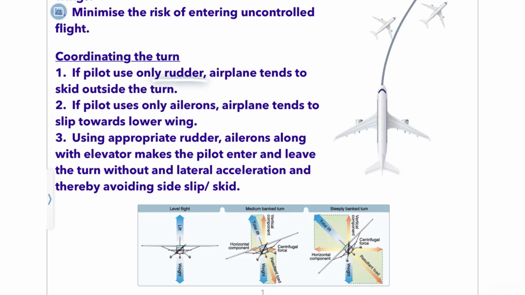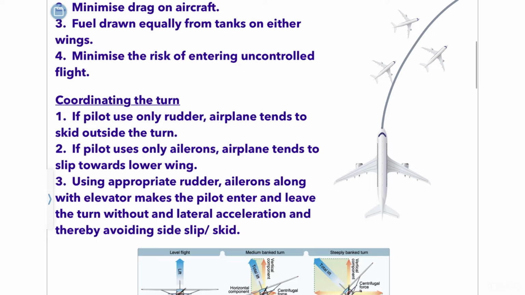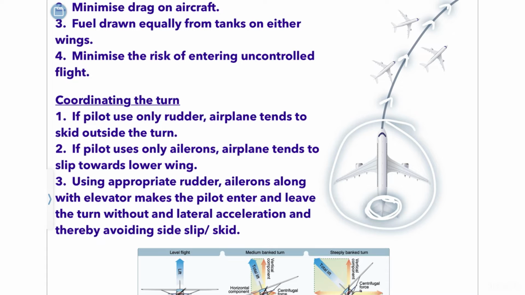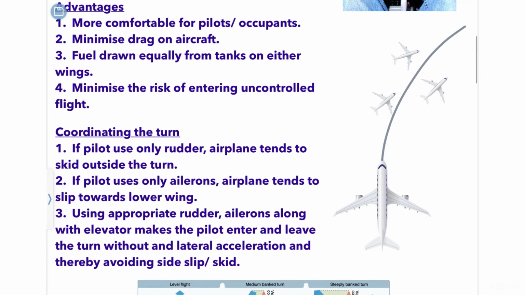If the pilot is using only the rudder, the airplane tends to skid outside the turn. As you can see in the figure, this is the aircraft trying to make a turn. This is the true path it's supposed to take. If only the rudder is used, the aircraft is pushed to this side and there is an opposite force, and then the aircraft will tend to go in this manner. As you can see, this is the aircraft orientation, and then it will skid from the original path, which leads to further problems, which I have already discussed.